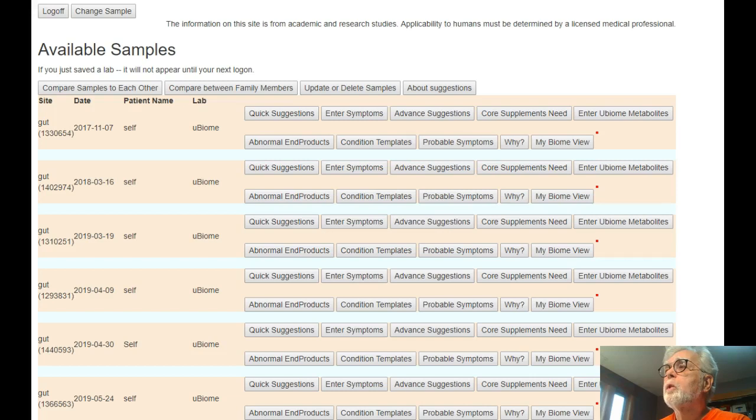Today I wanted to show you a feature I just added over this weekend. It is for people who have actually done a 16S microbiome sampling and have uploaded their data. If you log in, you will go to your sample pages. This applies to people who have more than one sample. I'll go down here and it says compare samples to each other, which takes you over to a submenu.